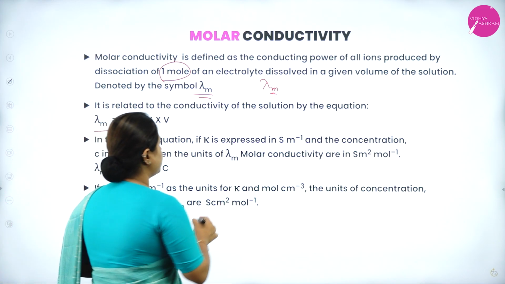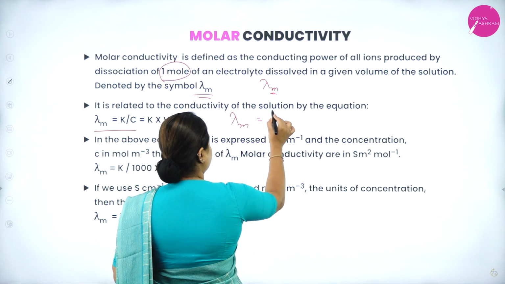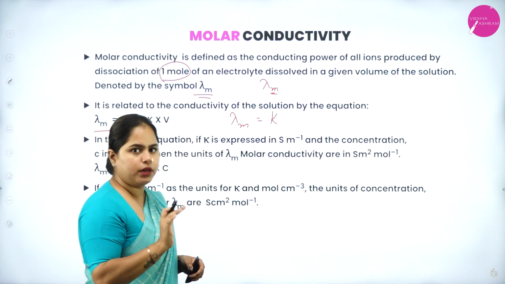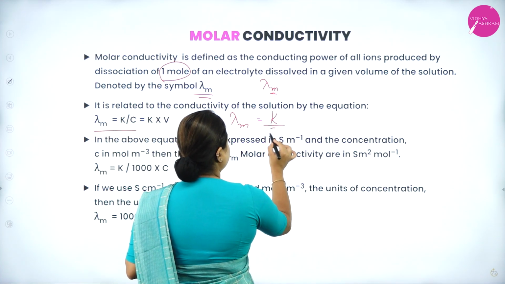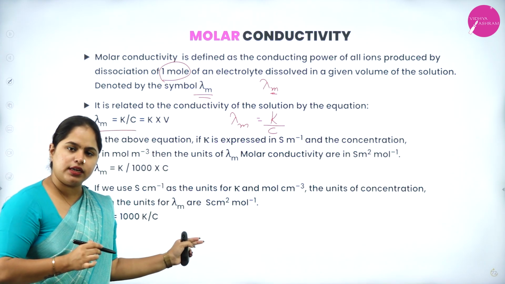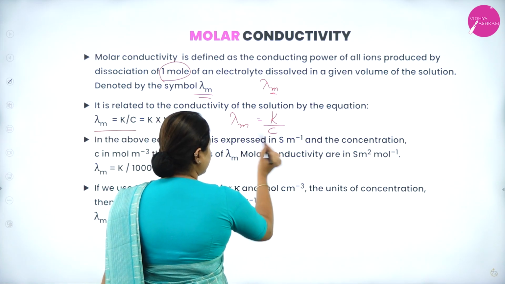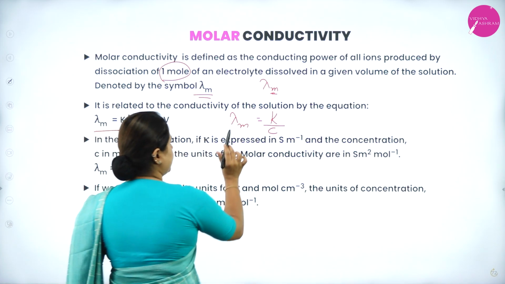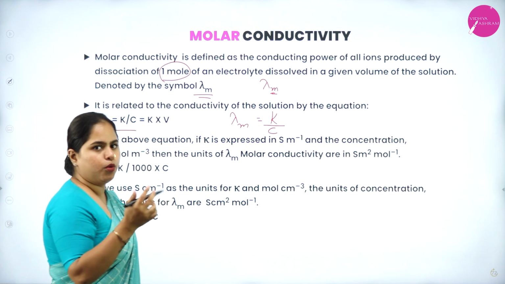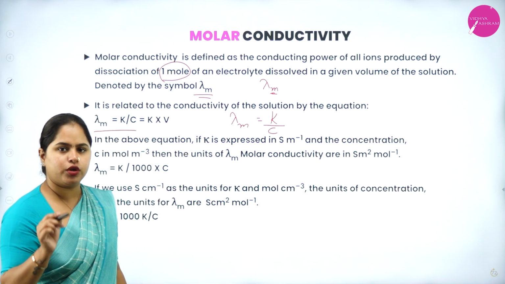This is a very important equation. Lambda m, that is molar conductivity, is equal to conductivity, that is your normal conductivity, divided by the concentration of the electrolyte. This is how we can relate molar conductivity and conductivity. When the concentration is 1 molar, conductivity becomes molar conductivity. Both of them will become equal. So, this is the equation lambda m is equal to K by C.